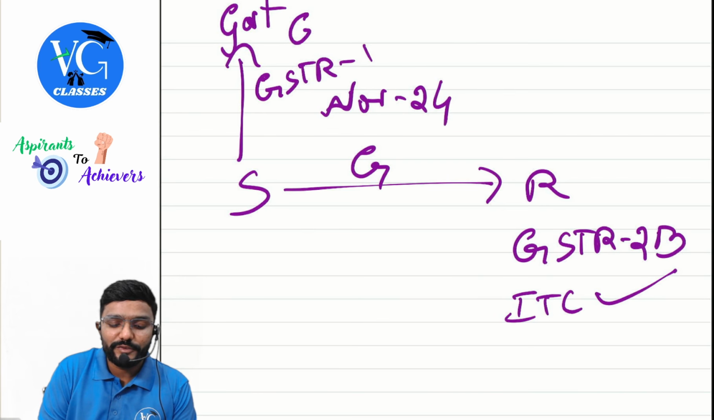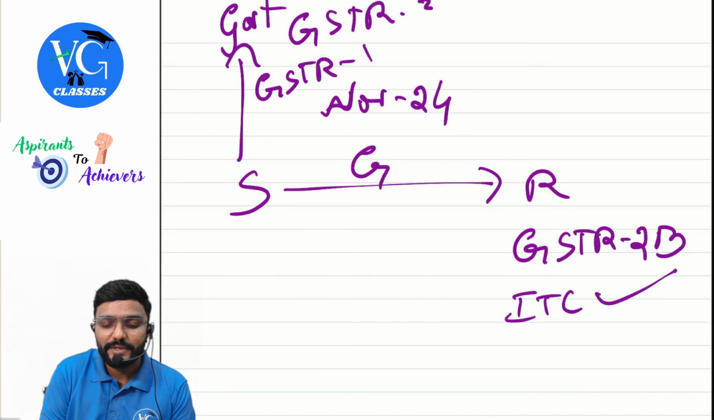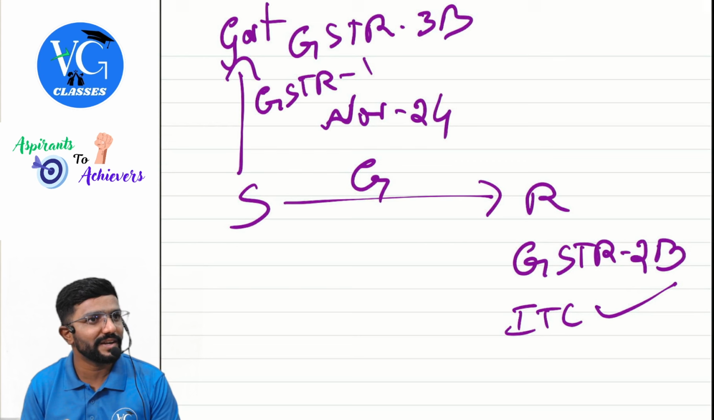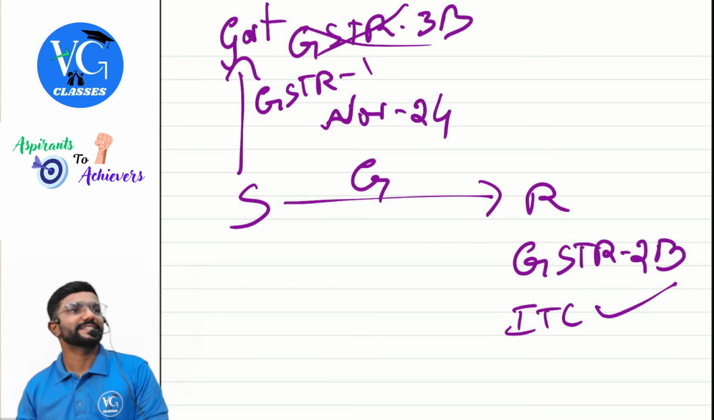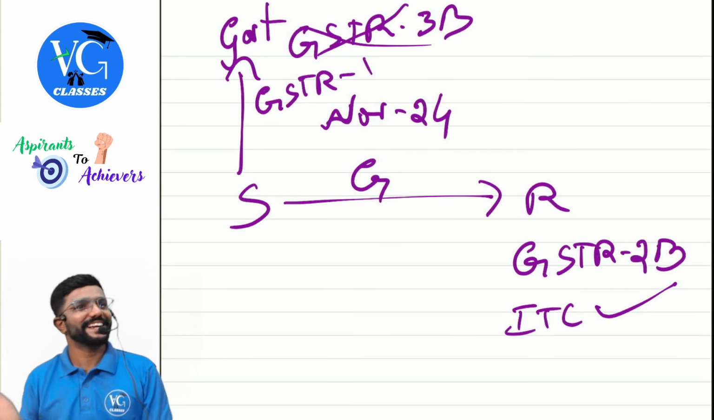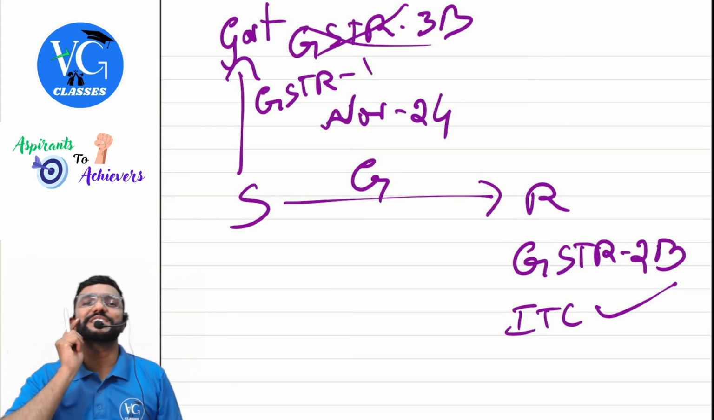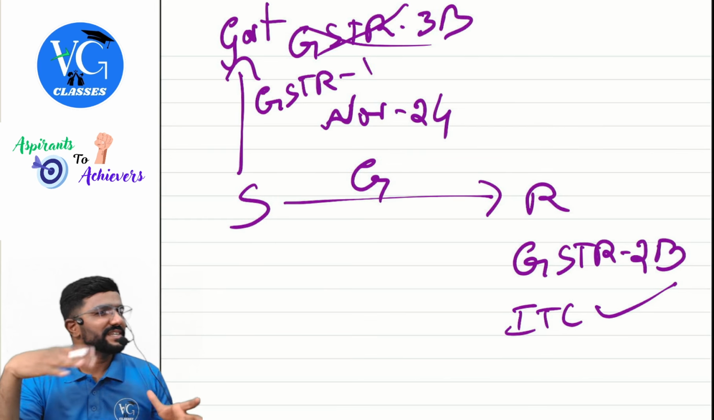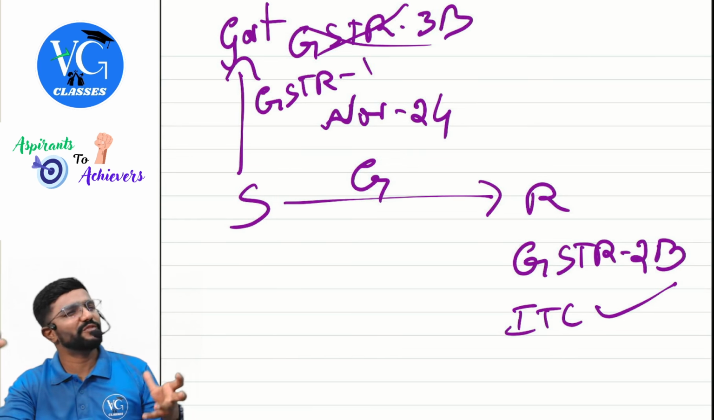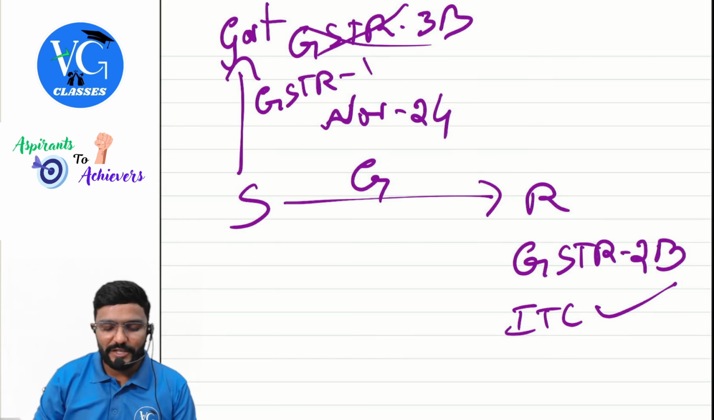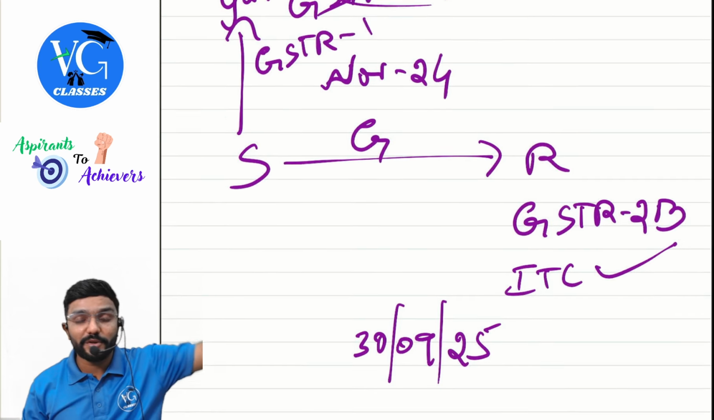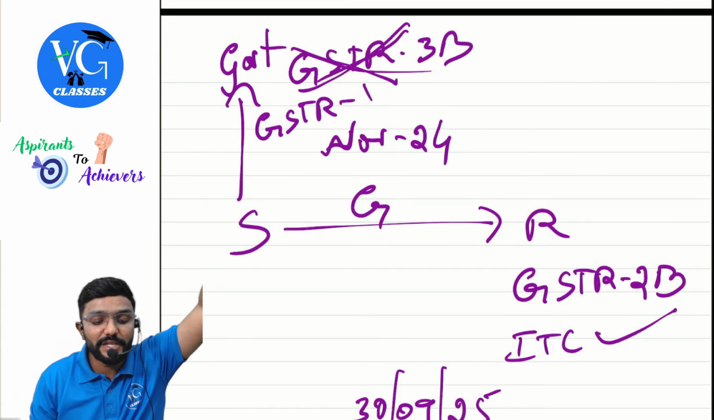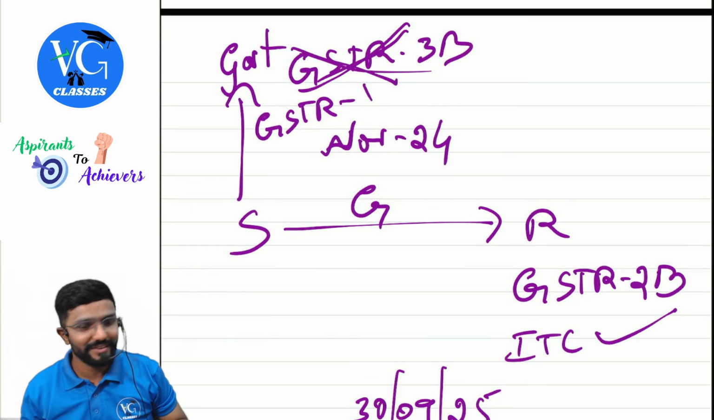But for November, the supplier was also supposed to file GSTR-3B on or before 20th December. He didn't file it. He filed GSTR-1, I got the credit and claimed it, but he missed filing GSTR-3B for November. If he misses it in December, he will file it in January, February, whenever it is. Sir, what if he has not filed till 30th September of the next financial year? Till 30th September of the next financial year, he has not filed GSTR-3B for November.